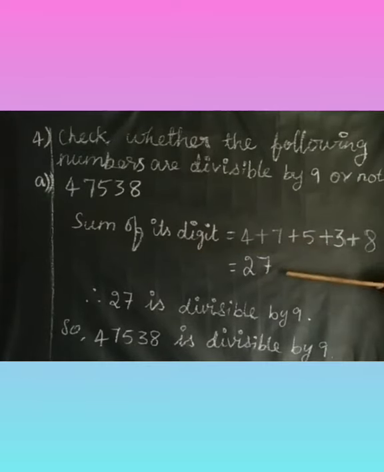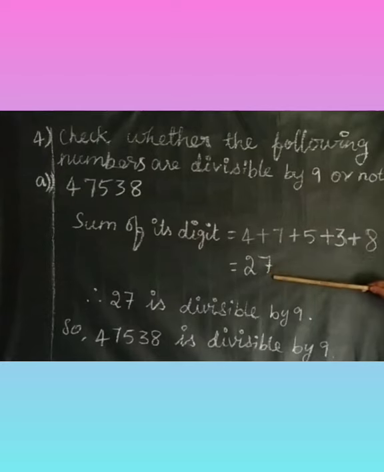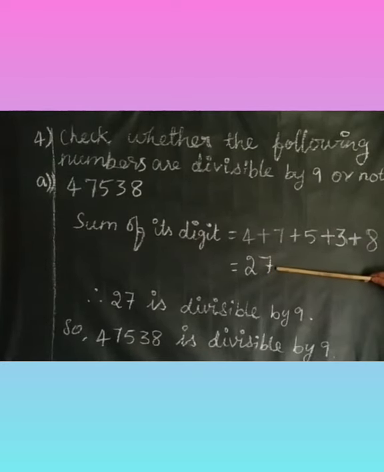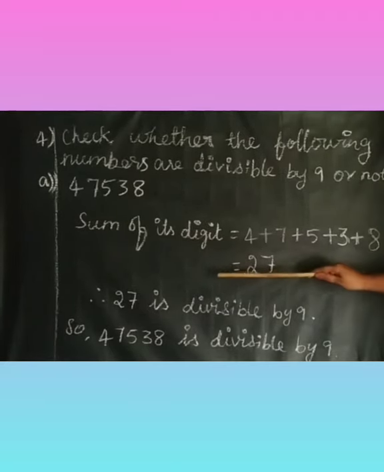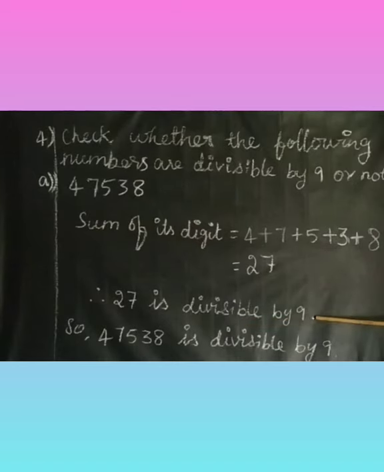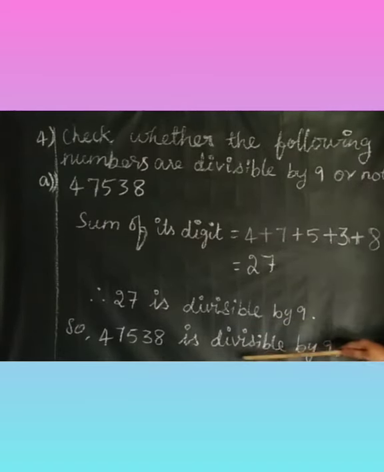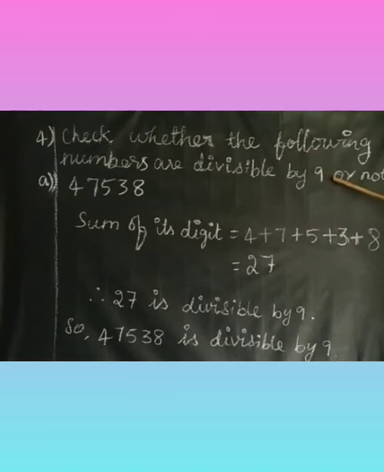So the sum of its digits is 27. 27 comes in the 9 times table. Yes, 3 nines are 27. So 27 is divisible by 9, so this whole number will be divisible by 9. Okay, so listen. The fourth question asks whether the number is divisible by 9.